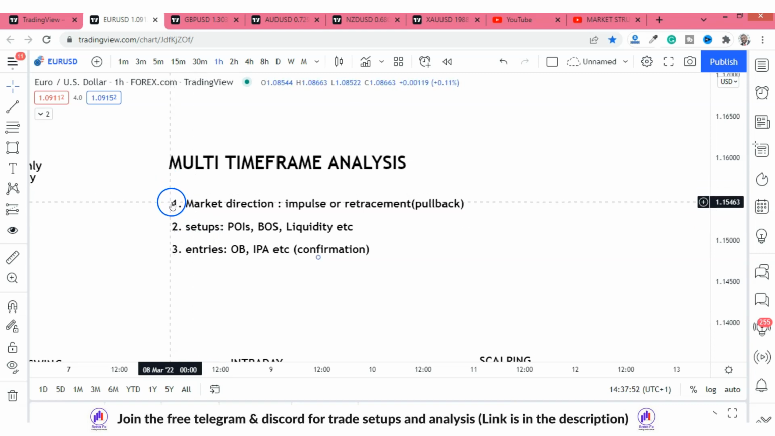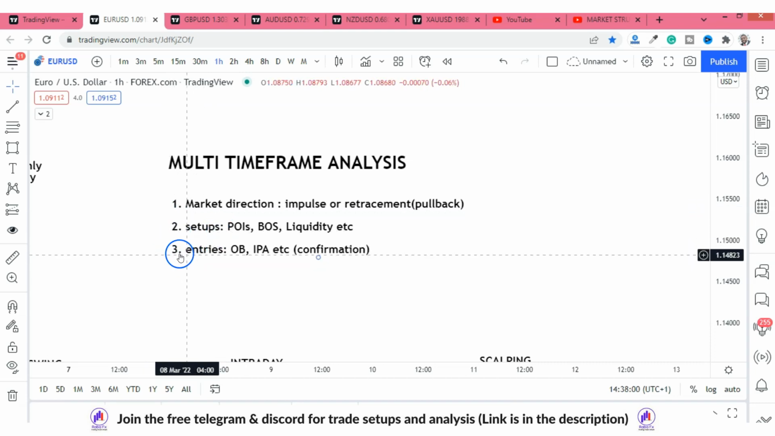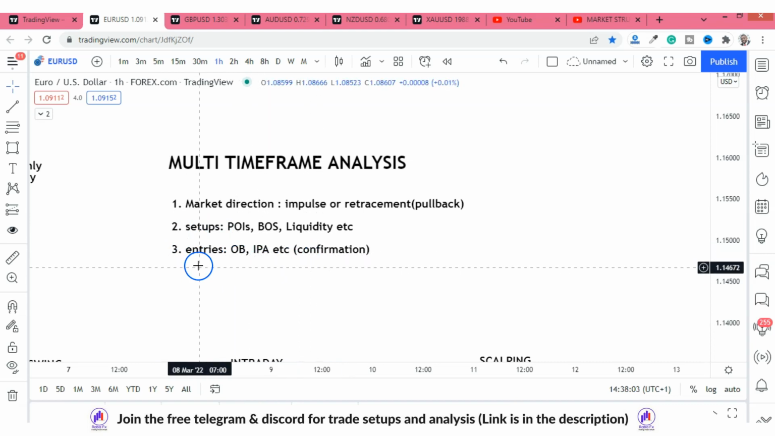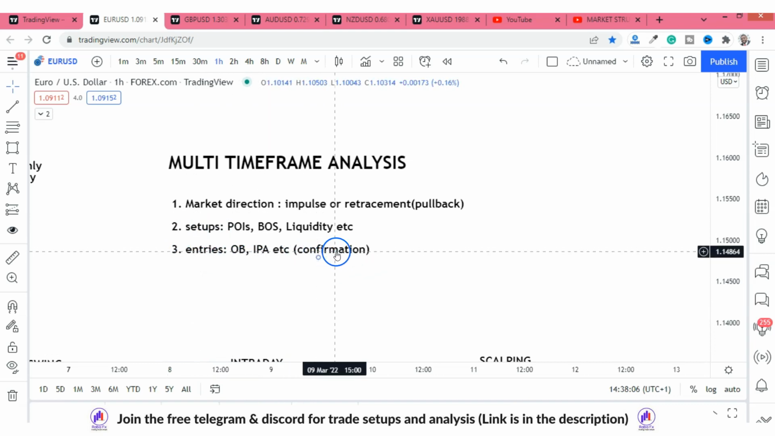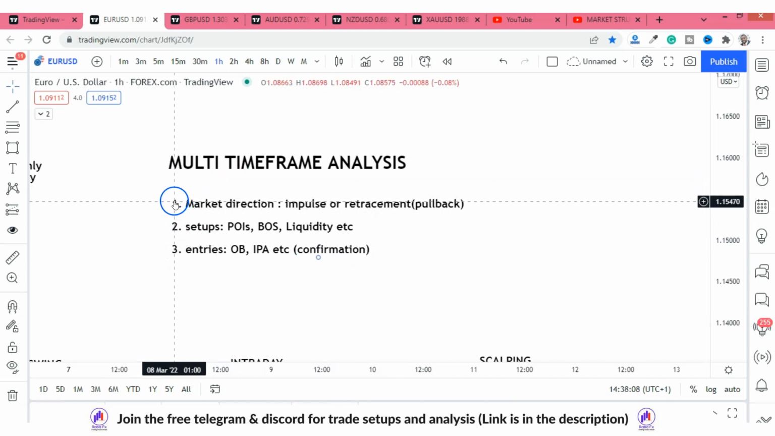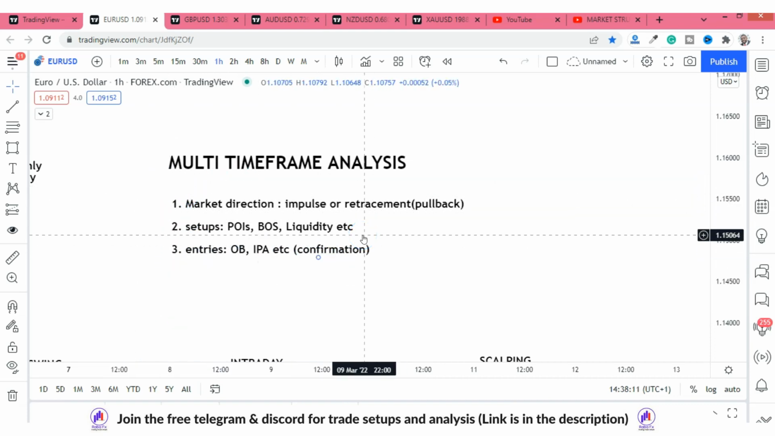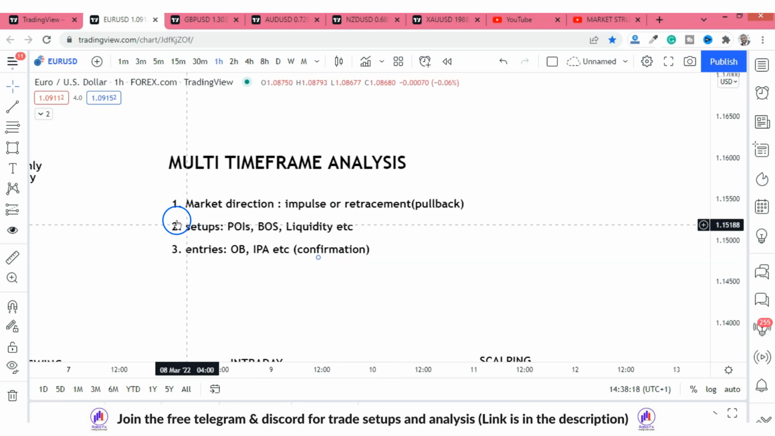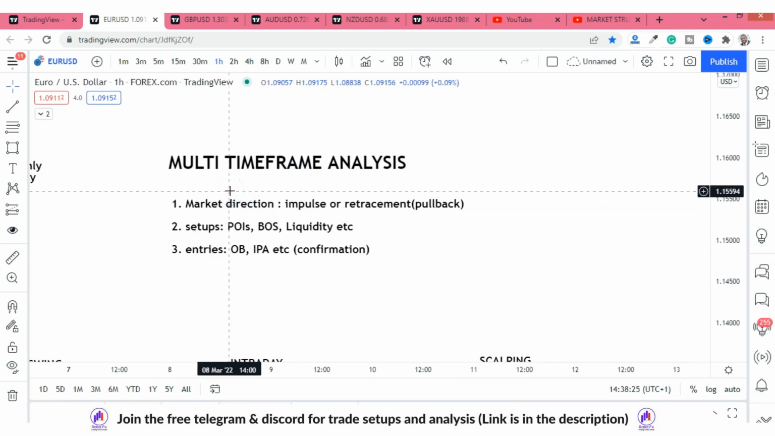Okay, number one, time frame for direction. Number two is time frame for setups. Then number three, you should have a time frame for your entry and your confirmation. Okay, so these are the multi-time frame, 1, 2, 3. Even though you are going from the monthly down to the 5 minutes time frame, you should be able to break them down into these three categories: direction, setup, entry. This is the only thing you need to know when it comes to multi-time frame analysis: your direction, your setup time frame, and your entry time frame.